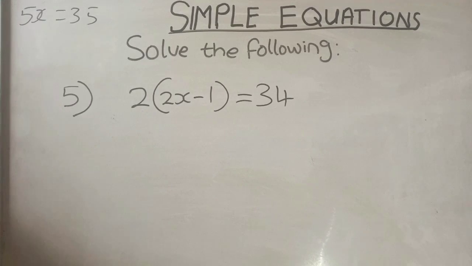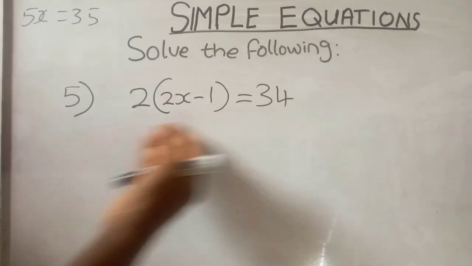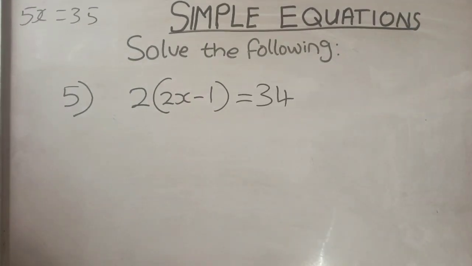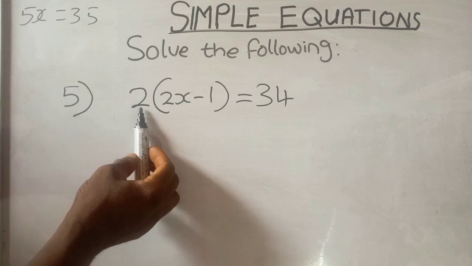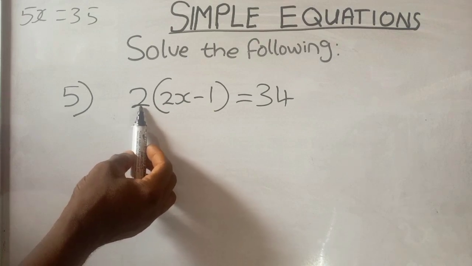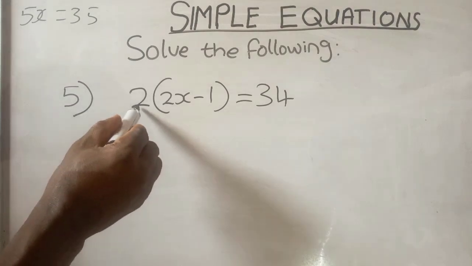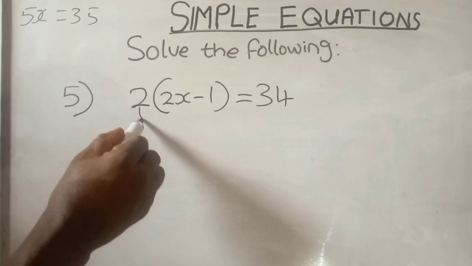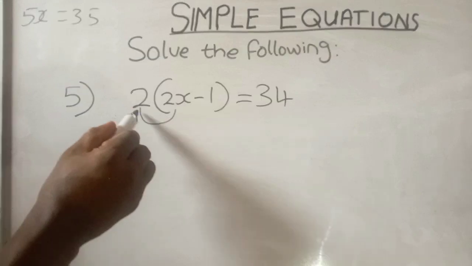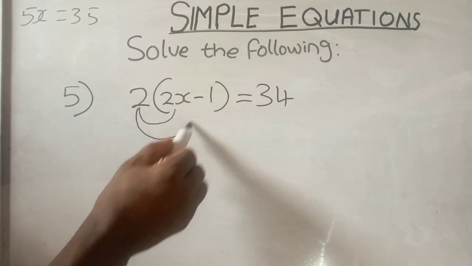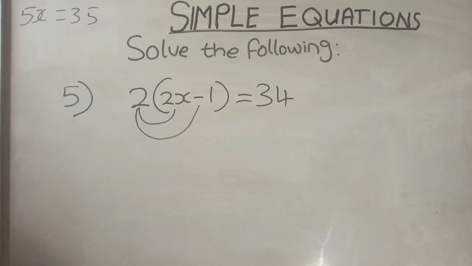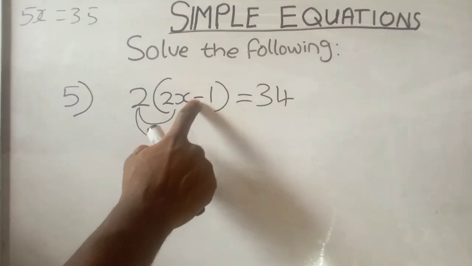This time around, the first step to take is to open the bracket. We have to open the bracket first. All right, so what we have outside of the bracket is 2. What you have attached to the bracket is exactly what will help you to open it. That is to say, to open this bracket, we have to say 2 times 2x, after which we say 2 times minus 1. Then that will help us to open the bracket.